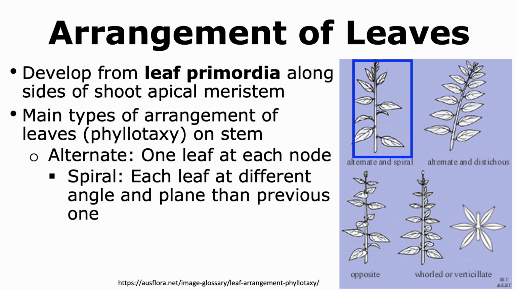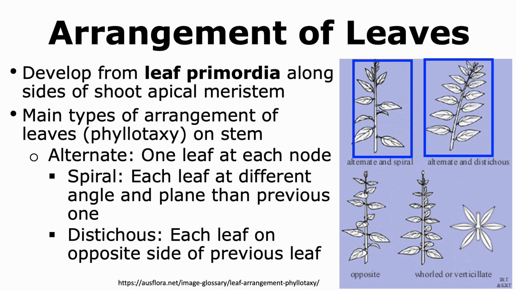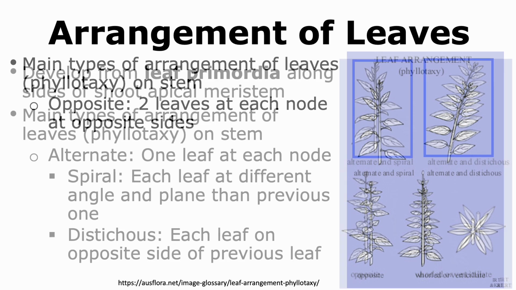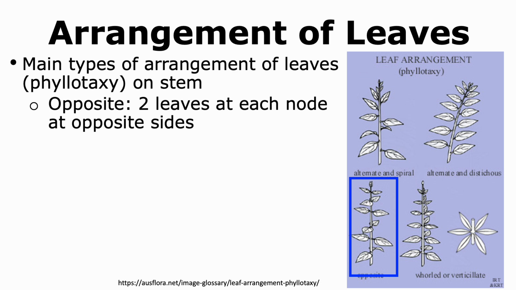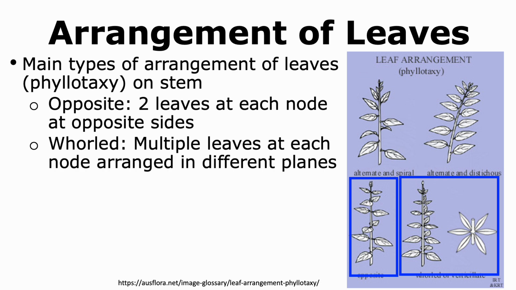In the spiral alternate arrangement, each leaf is at a different angle as well as plane than the previous one, while in the distichous alternate arrangement, each leaf is on the opposite side of the previous leaf. In the opposite arrangement, we can observe that there are two leaves at each node, but they are present on opposite sides of each other. The whorled arrangement involves multiple leaves at a node which are arranged in different planes. There are other types of arrangement, but these are some of the most common ones.